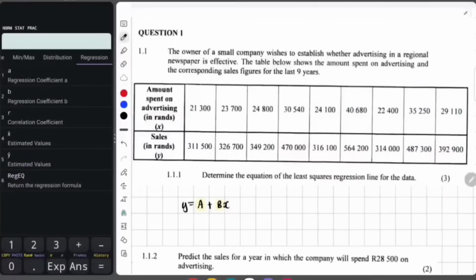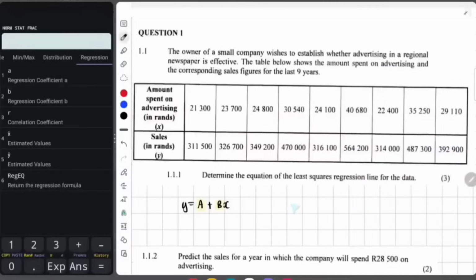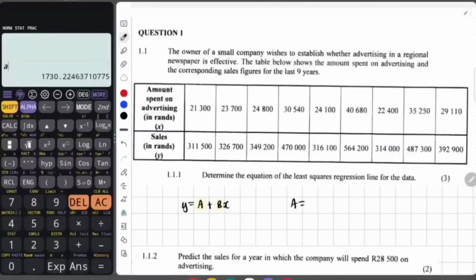And then you'll see that you have 5 options, and number 1 and 2 give you the values of A and B. So let's go for number 1 first. You're going to press 1, and let's see what that A is equal to. Okay, so my A value, I get 1730 point something, and then rounding off to 2 decimals because this is money that we're talking about, so that will be 22. Okay, so that's the value of A.